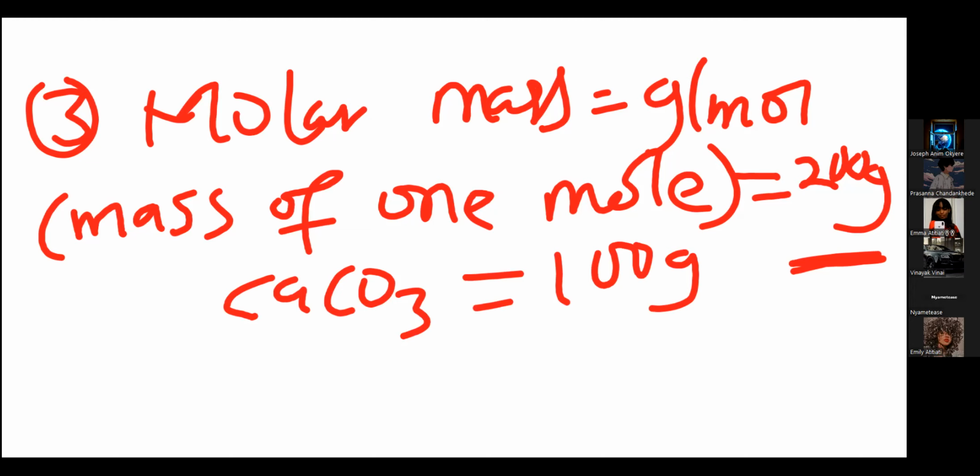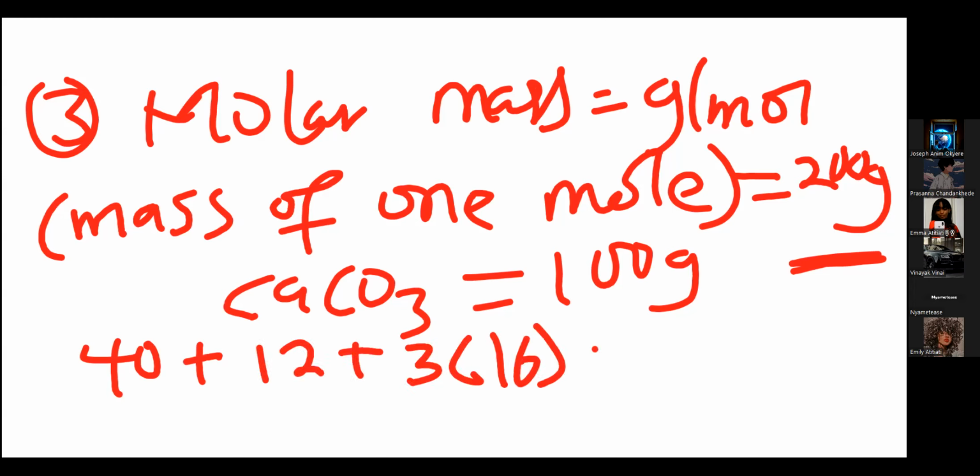Now, you can see people still calculating for the molar mass. You're wasting time if you try to calculate the molar mass when they've given it to you, like 100 grams, okay? And then go on. Let's check it. Calcium is 40. Carbon is 12. Oxygen is 16. So 3 times 16. When you add all this together, you're going to get 100 grams per mole.